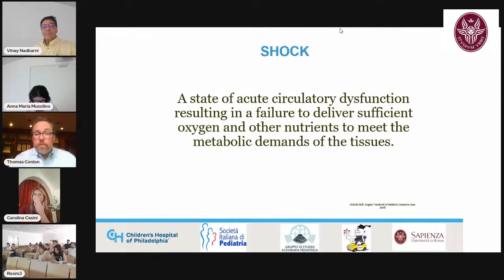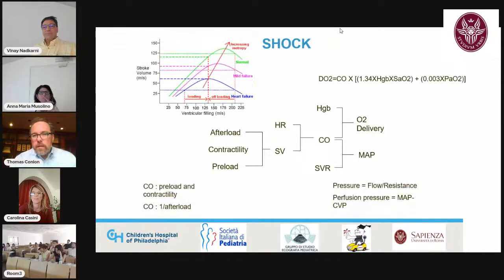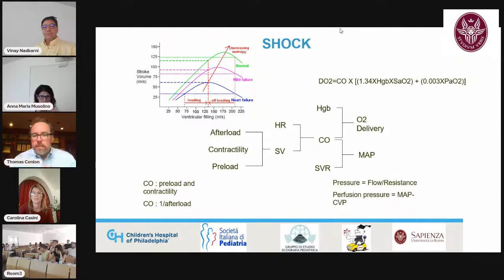So I think everybody knows from medical school that shock is a state of circulatory dysfunction where we're unable to deliver sufficient oxygen and nutrients to meet the metabolic demands of our end organs. And while a sentence describes shock, shock is really a physiology of a bunch of hemodynamic variables that come together. And we know that they come together in some specific ways. We know through equations how we get oxygen delivery, how we get cardiac output, and by graphs, how that cardiac output can change with differences in inotropy.